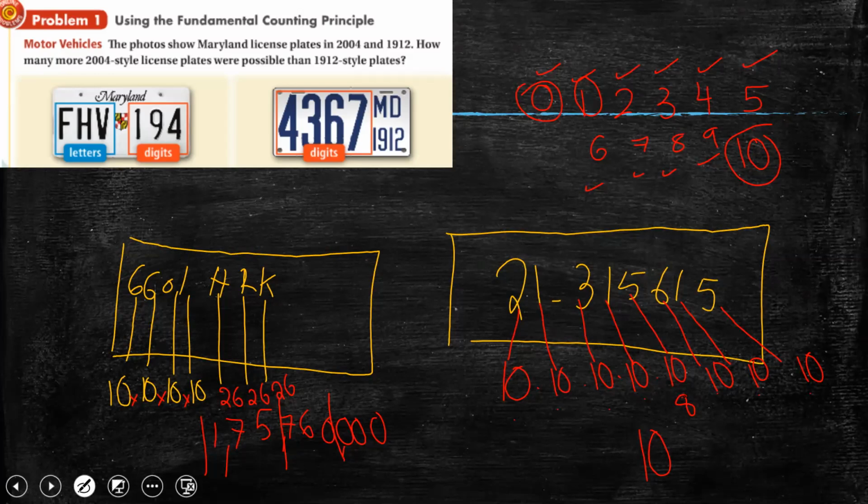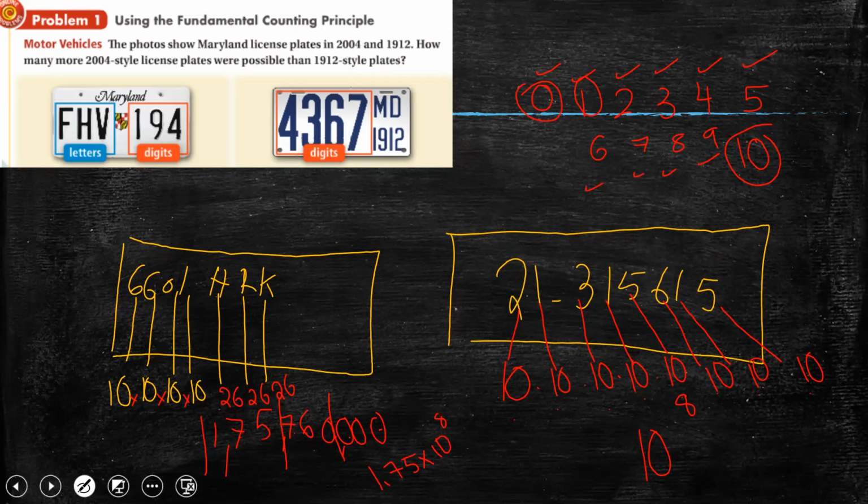Here we can count 1, 2, 3, 4, 5, 6, 7, 8. This one is 1.75 times 10 to the power of 1, 2, 3, 4, 5, 6, 7, 8. This is right, that is 1.75 times 10 to the power 8.